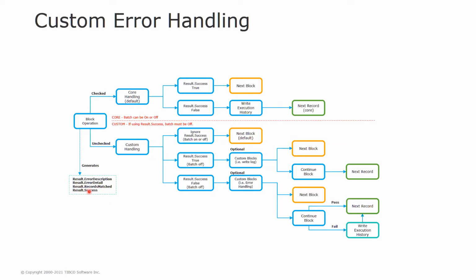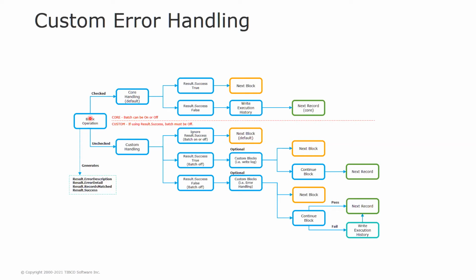And if the success is false, you'll get the error description and error detail, basically a short and a long version of the error. That's a combination of what comes back from the connector, along with some additional information about what block and what operation caused the failure. So you have the context in which that particular error occurred.